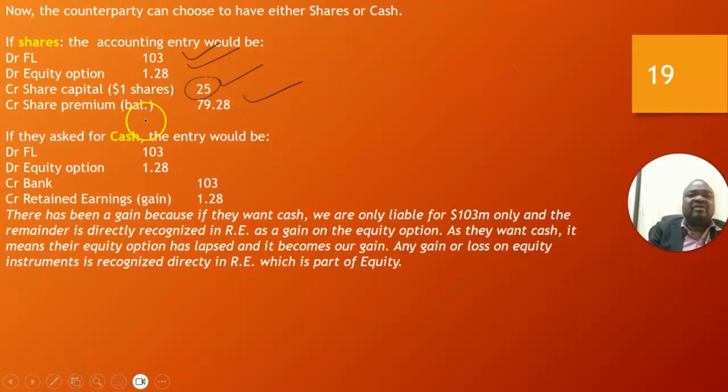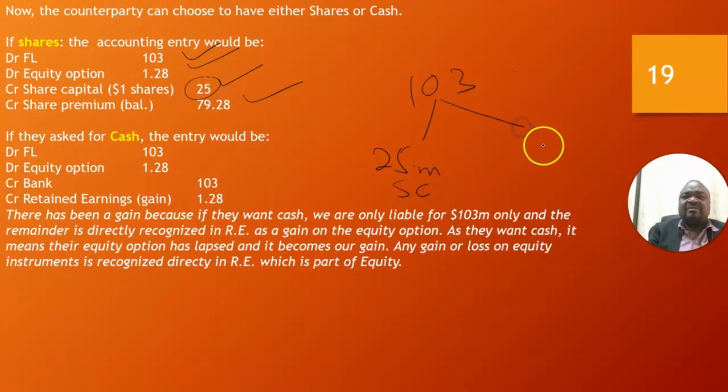So if we convert into shares, it means that the equity capital should add up to 103. However, in this 103, there are 25 million $1 shares, which is the nominal value of the shares, the ordinary share capital, and the remainder becomes the share premium. And this should be 79.28.